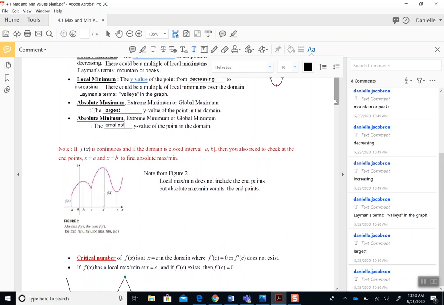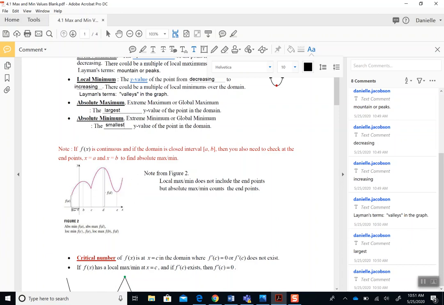All right, so first thing we want to know is if f is continuous and if the domain is a closed interval. So remember what I said earlier, the closed interval is when you have brackets, so the endpoints are included. Then you're also going to have to check the endpoints. Some people will make the mistake of thinking, oh yeah, I'll just check this little spot and this little spot and this little spot. But think about it, your endpoints could also be max and min.